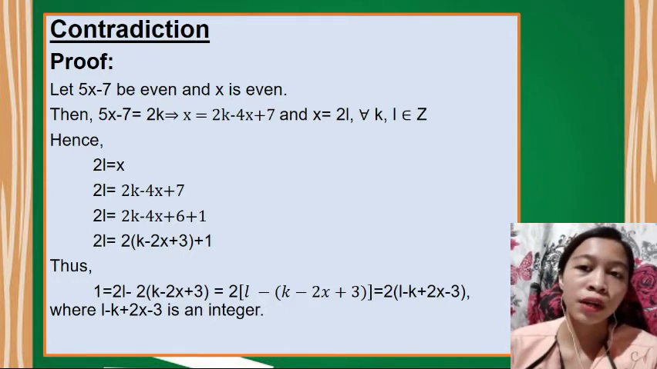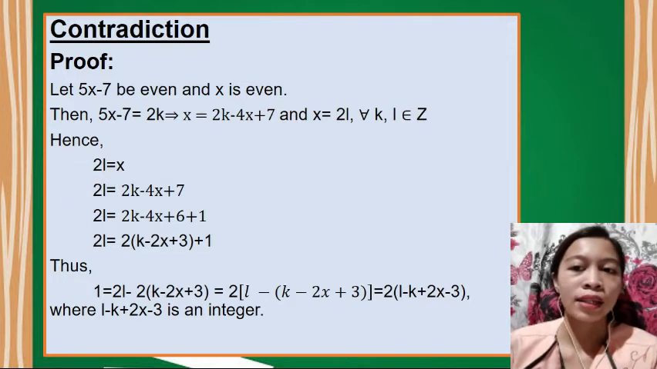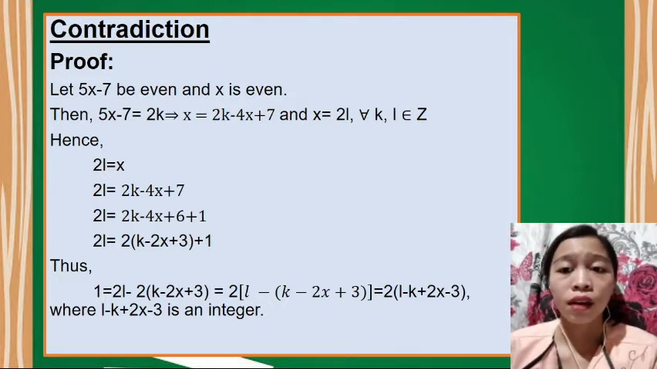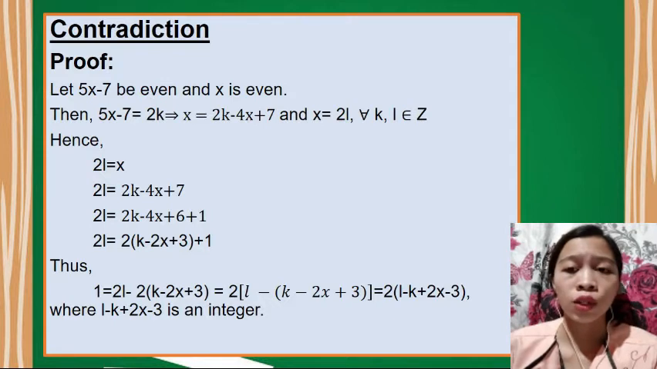So 2k minus 4x plus 7 can also be written as 2k minus 4x plus 6 plus 1. And after that one, we need to show that 2l equals 2. It can also be written as k minus 2x plus 3 plus 1. Thus, 1 is equal to 2l minus 2 multiplied with k minus 2x plus 3.